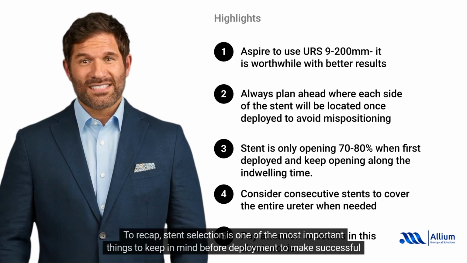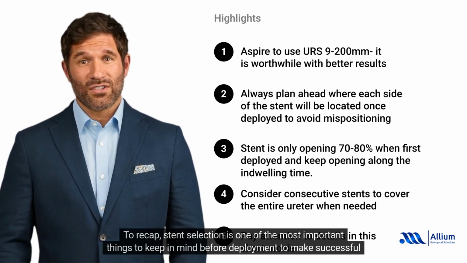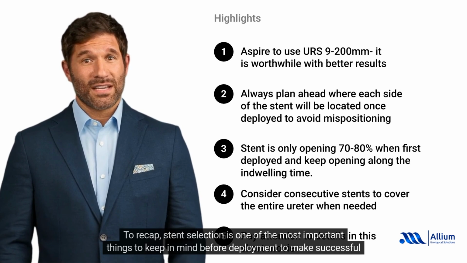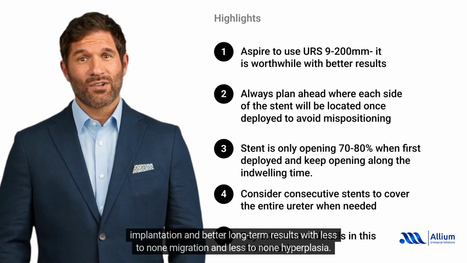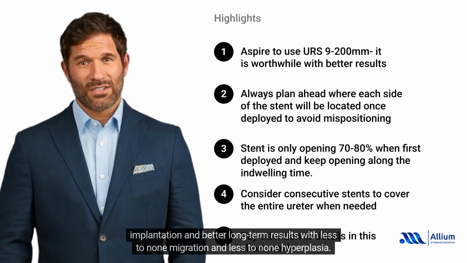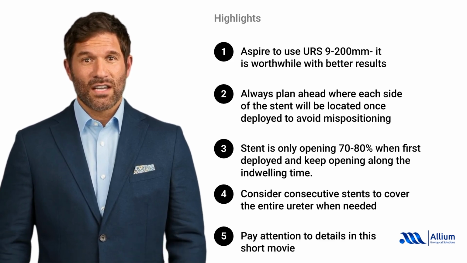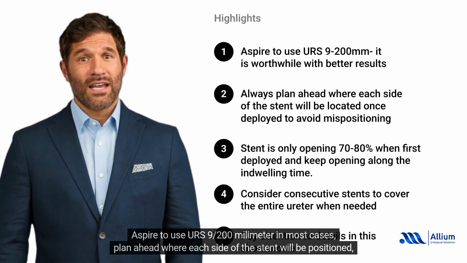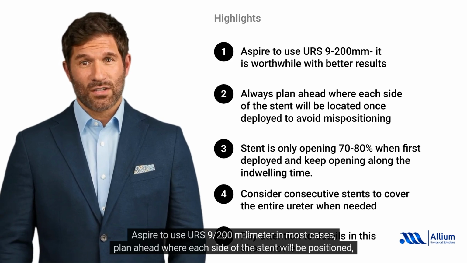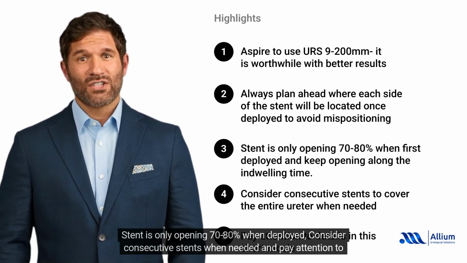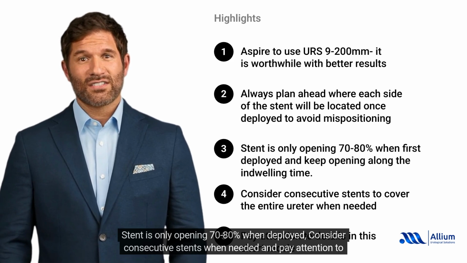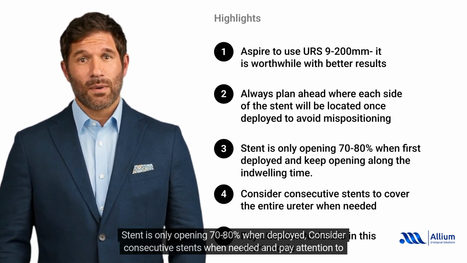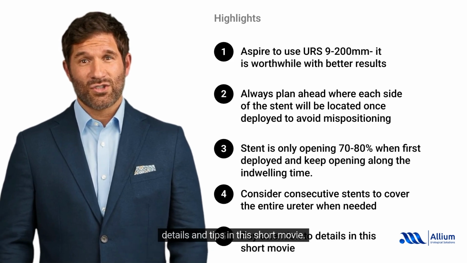To recap, stent selection is one of the most important things to keep in mind before deployment to make a successful implantation and better long-term results with less to no migration and less to no hyperplasia. Aspire to use URS 9/200mm in most cases. Plan ahead where each side of the stent will be positioned. The stent only opens 70 to 80% when deployed. Consider consecutive stents when needed and pay attention to details and tips in this short movie.